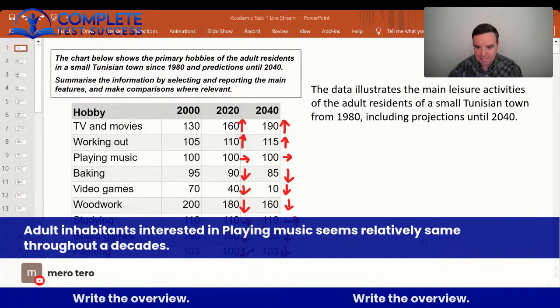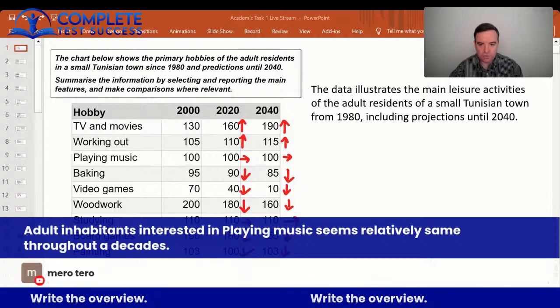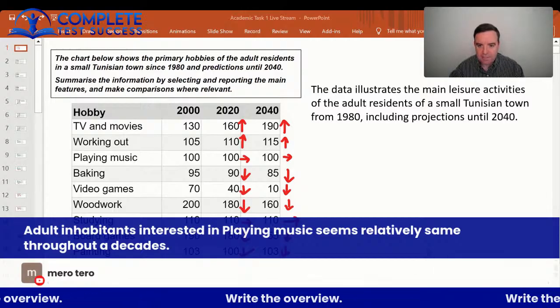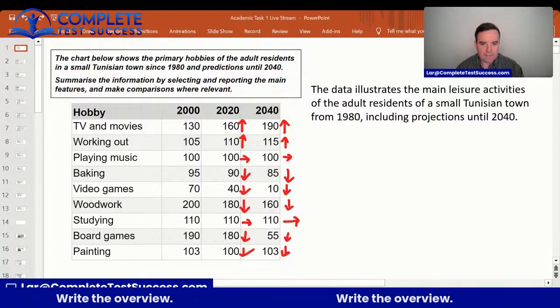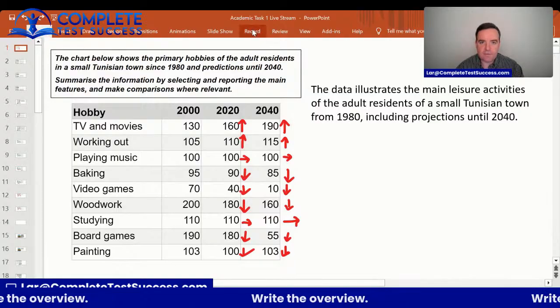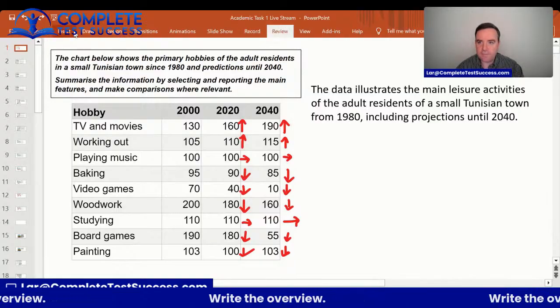Adult inhabitants. That's an unusual collocation. That wouldn't really go together. Interested in playing music seemed relatively the same throughout. So now you're saying that one stayed the same. That's not really how we would do it. Okay, so let me put together an overview for this question here.